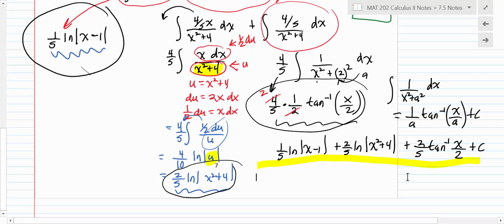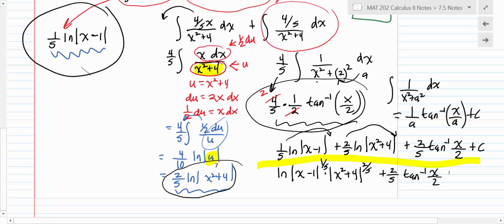Okay, that's probably the most complicated problem I've done on this, just because the integrals are harder. And you aren't going to run into anything that's much more than that. Okay, when you put this together, it's going to go like this. When you put the logarithms together, you can do this in your head if you feel comfortable with this. I'm going to write ln x minus 1 to the 1/5 times x squared plus 4 to the 2/5. And then this is plus 2/5 inverse tangent x over 2 plus c. That would be the best way to write the final answer.